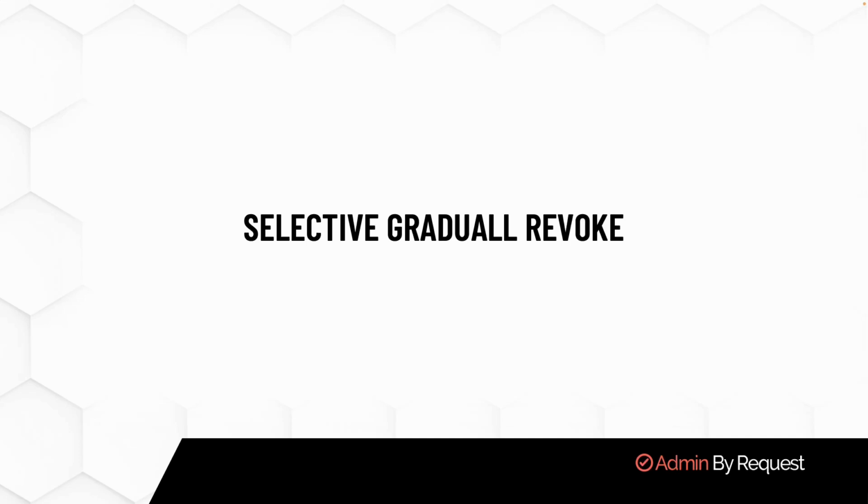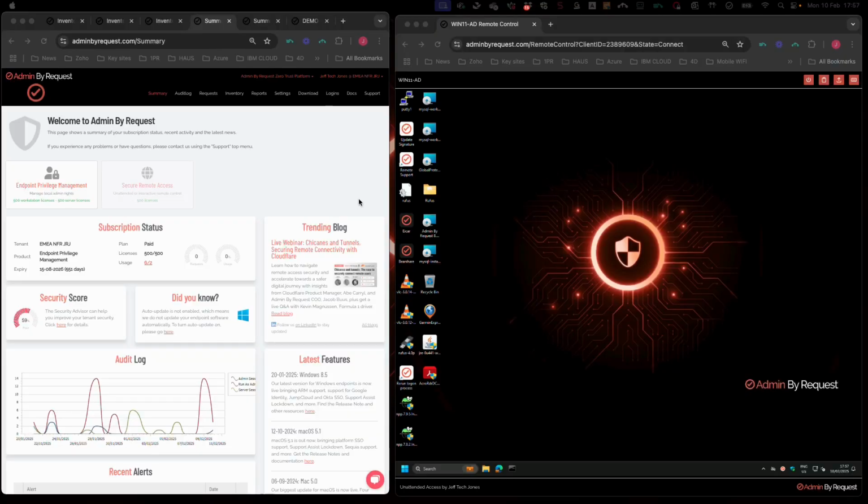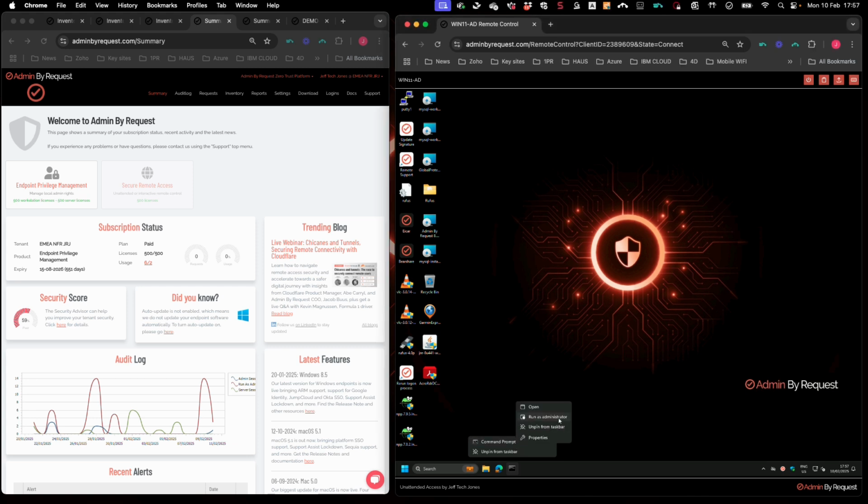Okay, so we've done the emergency global revoke, and now I'm going to show you how to do the selective gradual revoke, which means that you can control the speed of revocation without even touching the Admin Bar Request portal at all. So let's go ahead and see how that works. Here we are again, and you can see on the left is the portal, on the right is my endpoint, and you'll see the red icon there signifying that the logged in user is a permanent administrator.